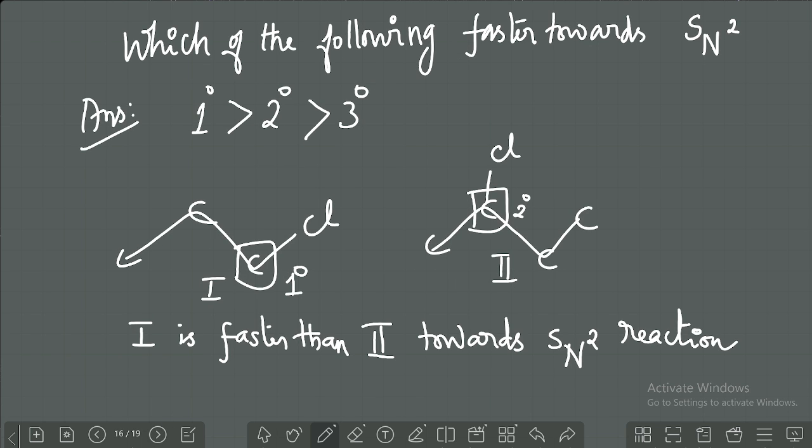The same way for SN2, primary, reverse order. When you want to write in the increasing order: tertiary, secondary, primary. The same compound only I have taken. So compound 1 is faster than compound 2.